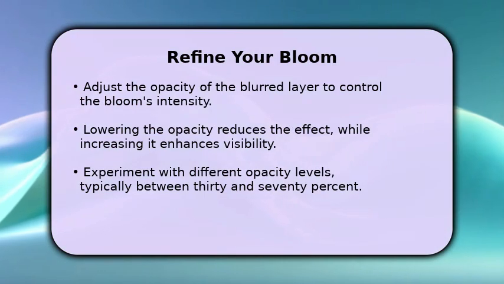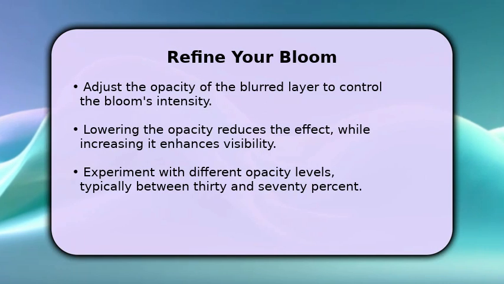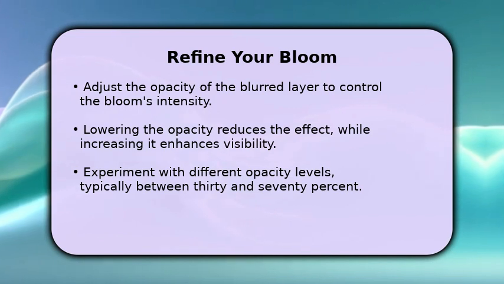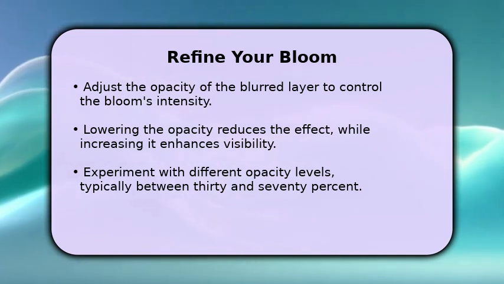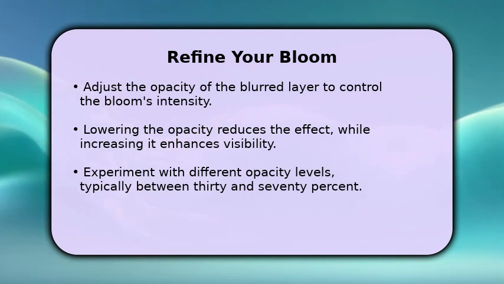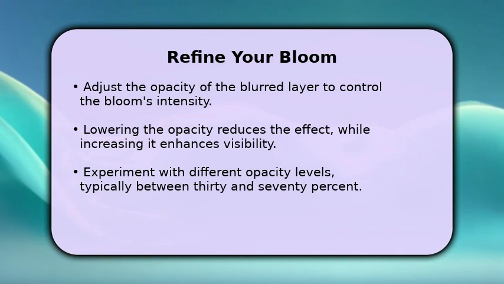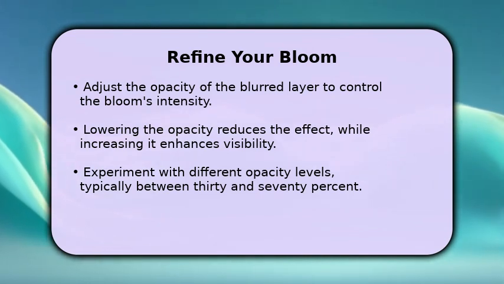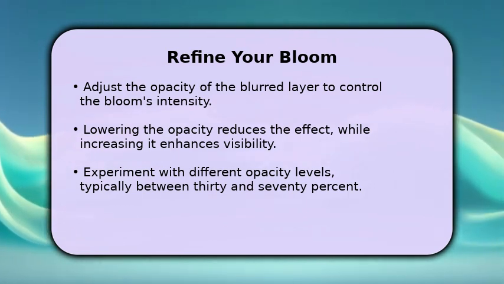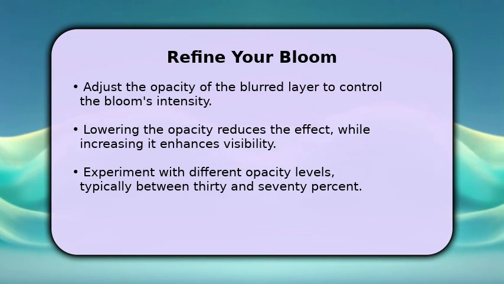To fine-tune your bloom effect, adjust the opacity of your blurred layer. You will find the opacity slider in the Layers panel, usually set to 100% by default. Dragging it to the left will lessen the effect, making it more subtle, while moving it to the right will intensify the glow. Try values between 30 and 70%. For even greater control, add a layer mask to paint the bloom on or off specific areas, ensuring a perfectly integrated and beautiful result.